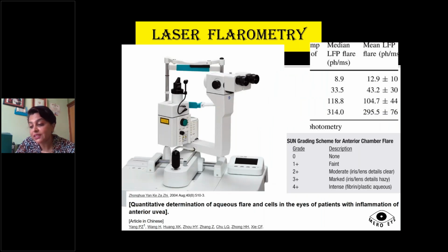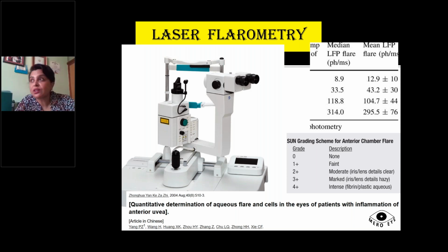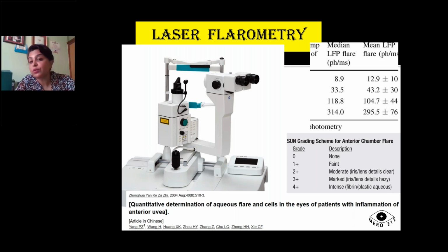Now coming to the flare, yes, we look at how much aggregation of protein is there in the anterior chamber with the help of gradation of the flare. But this can be done with the use of laser flarometry, where you can measure the pre-treatment flare and the post-treatment flare. And these are especially important for any case of uveitis and more importantly in a case of endophthalmitis, where you can see whether it's a treatment failure or a treatment-responding case.